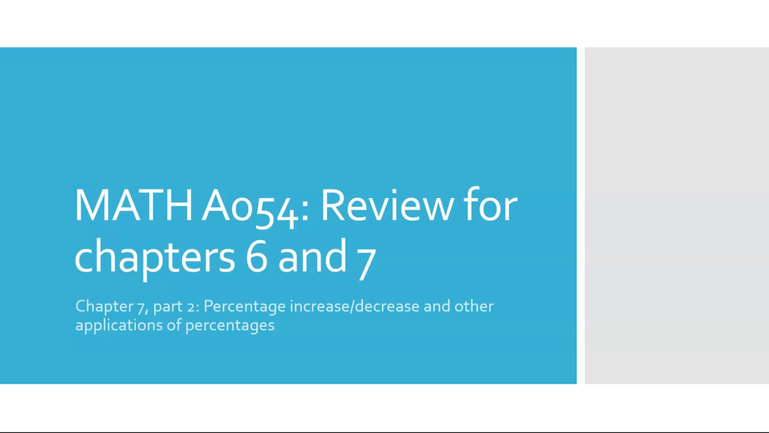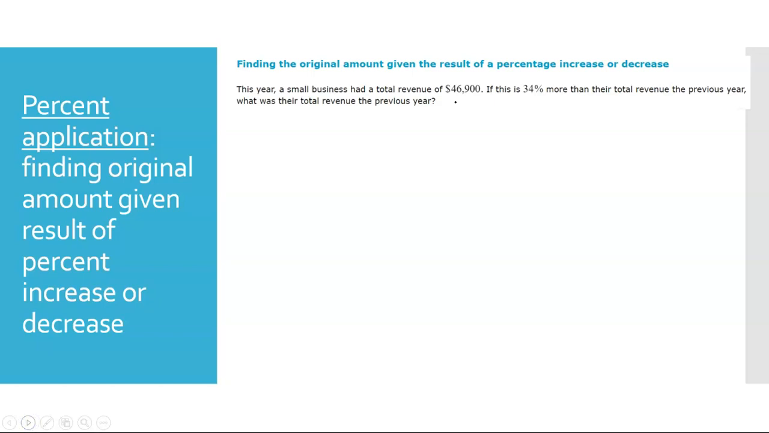This video covers the dreaded percent applications. Let's start with this one. This year, a small business had a total revenue of $46,900. This is 34% more than their total revenue the previous year, and we're asked to find their total revenue the previous year. Since this 46,000 number is such an increase, I'm going to expect that their revenue last year was smaller by about $10,000 or so.